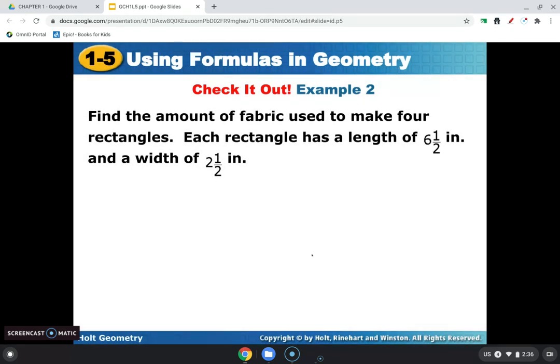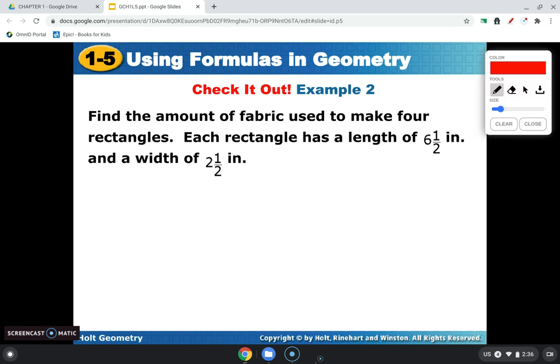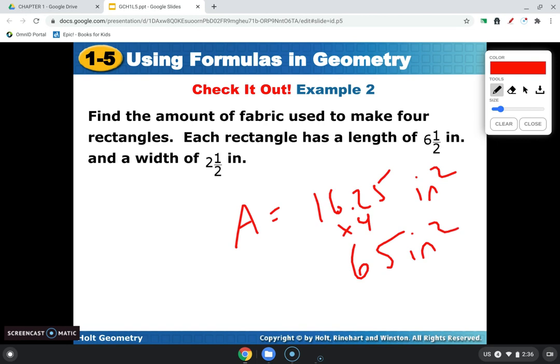All right, find the amount of fabric used to make 4 rectangles. Each rectangle has a length of 6.5 and a width of 2.5. So I've got to find my area. That's area again, amount of fabric. So area equals, I take 2.5 times 6.5. Use my calculator here to give me 16.25 inches square for one rectangle. But I'm going to make 4 of them, so I'm going to take that number times 4, which gives me 65 inches square for the total for 4 rectangles.